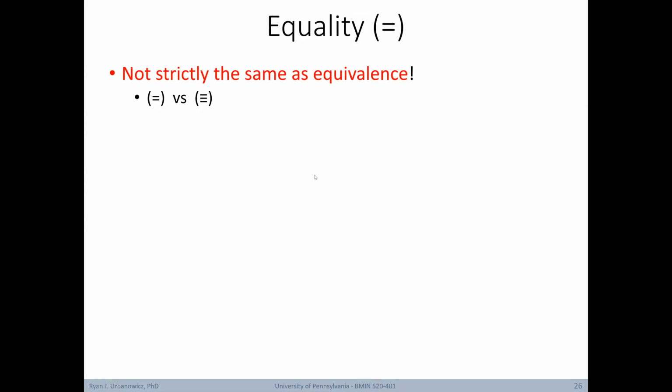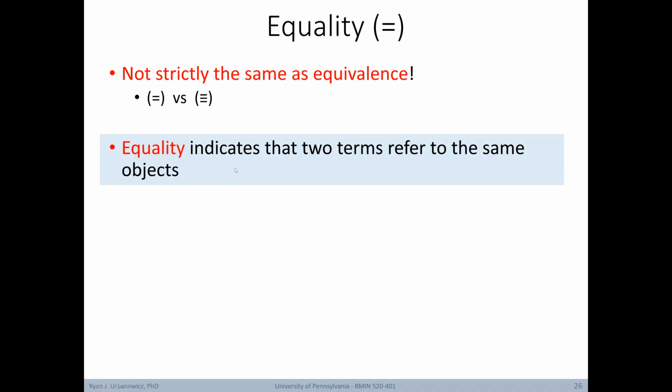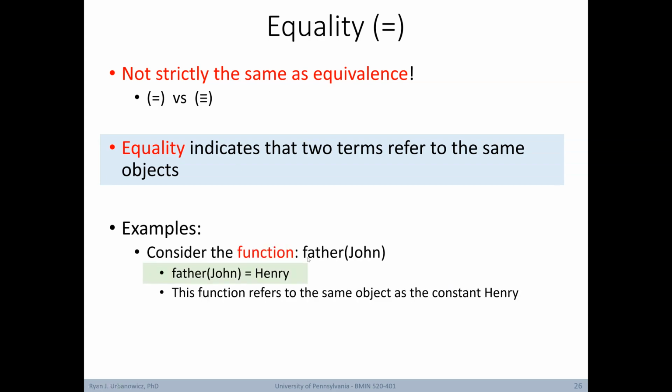Equality is not strictly the same thing as equivalence, although they're conceptually related, and neither means the same thing as the biconditional connective. Equality, represented by the equals sign, indicates that two terms refer to the same object. For example, consider the function father parentheses John, which might have the meaning John's father. If we use this expression, we're saying that John's father is the same individual as Henry. In other words, this function refers to the same object as the constant Henry.